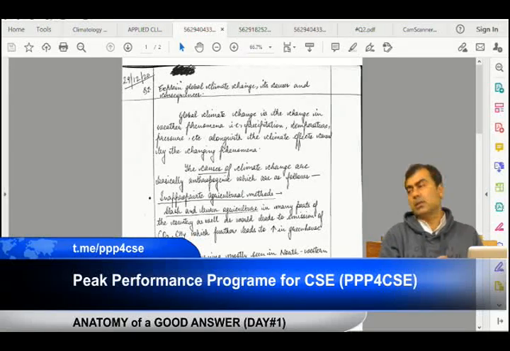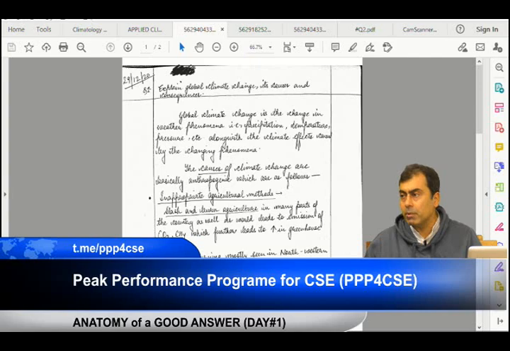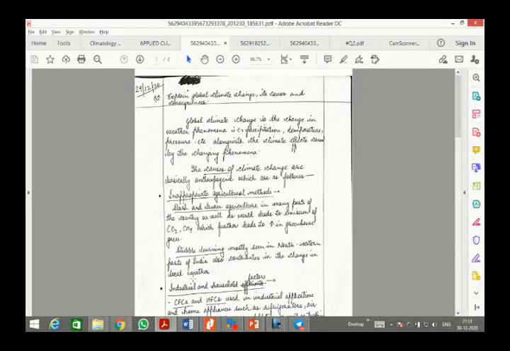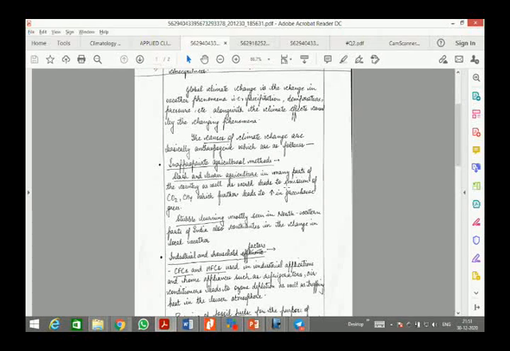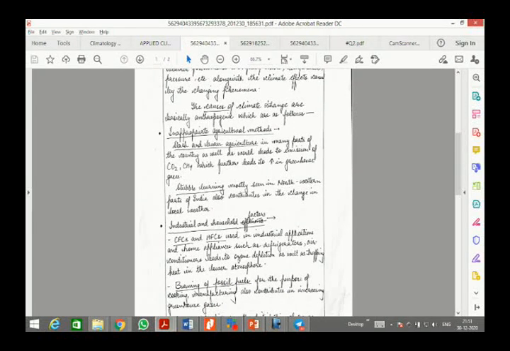So, this is the first answer: explain global climate change. I have removed the name of the person. So, this person has written the answer. You can see global climate change, weather phenomena, precipitation, causes of climate change, inappropriate agriculture method. Come on, this is not the most important cause of it.